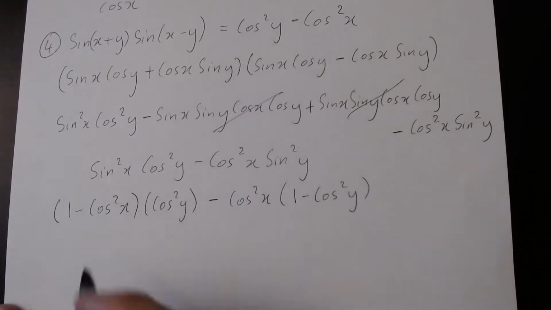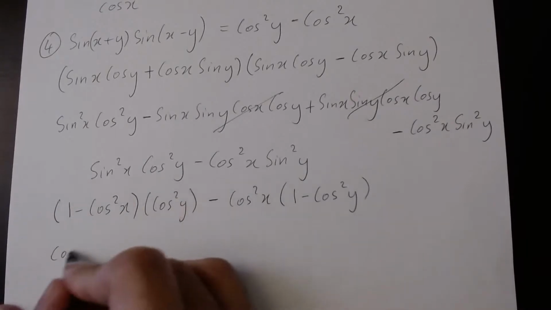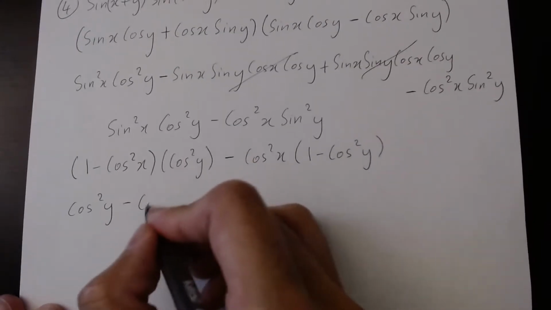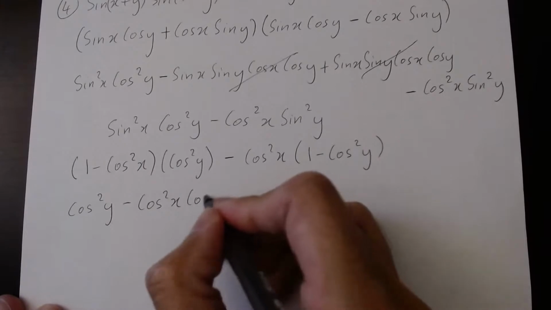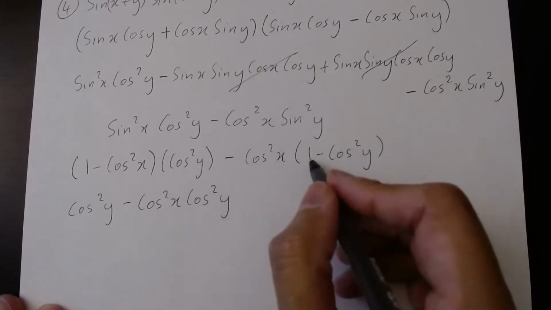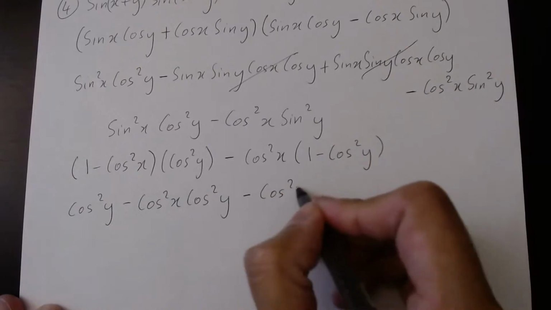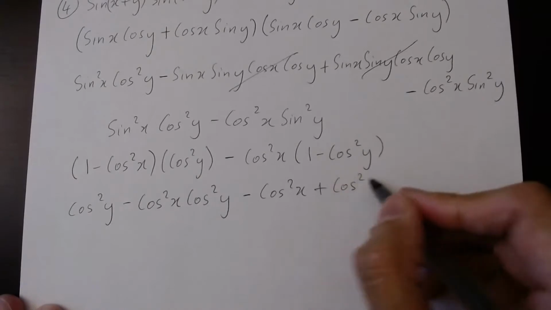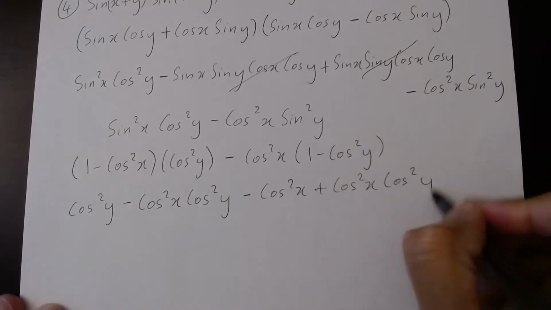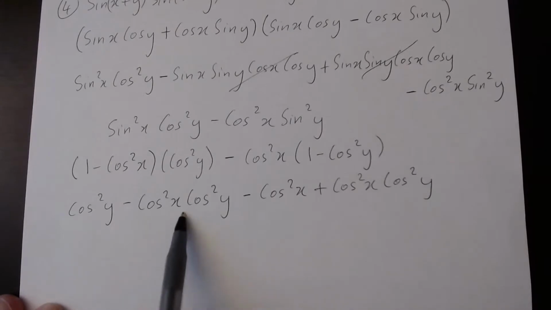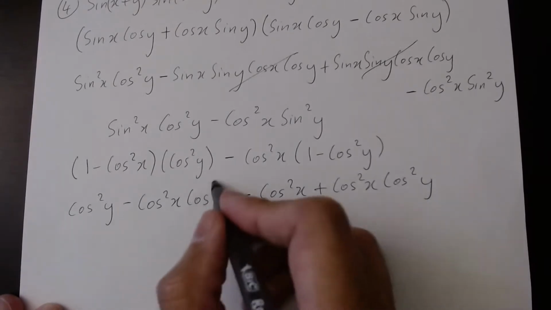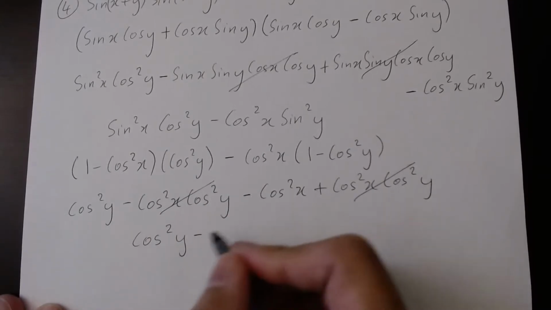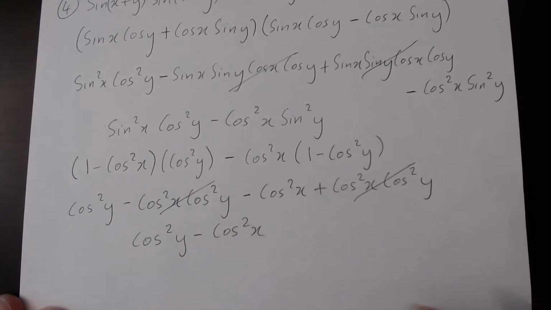Now I want to expand and multiply out these brackets. So cos square y times 1 is just cos square y. This is cos square x cos square y. Then negative cos square x times 1 is just negative cos square x. Negative cos square x times negative cos square y is just positive cos square x cos square y. Now you notice these two terms are identical, but they have the opposite signs. So these two cancel, and then you're just left with the final solution, which is cos square y minus cos square x.